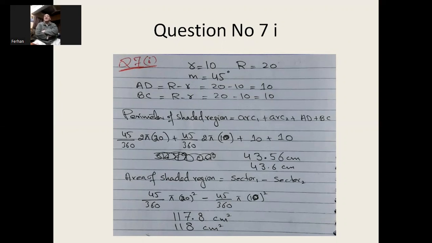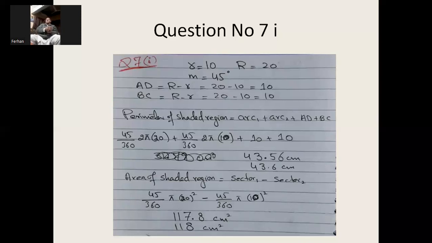BC will be capital R minus small r, that will be 20 minus 10, and that will be equal to 10 centimeters. The perimeter of the shaded region will be arc 1 plus arc 2 plus AD plus BC. So that is how you find the perimeter of that shaded region.